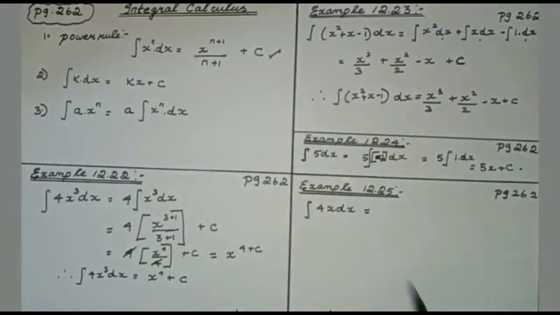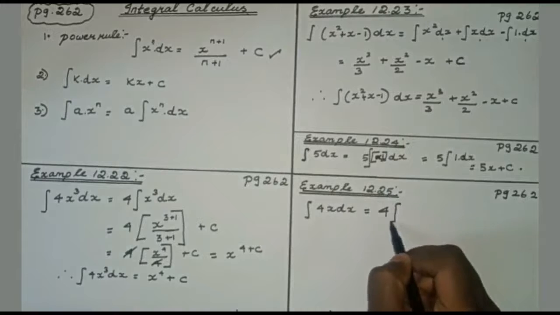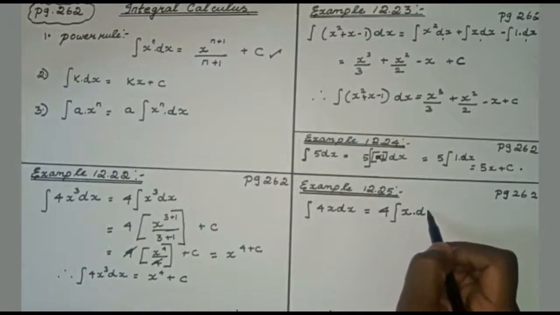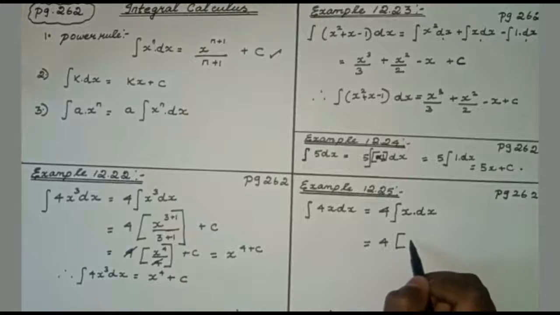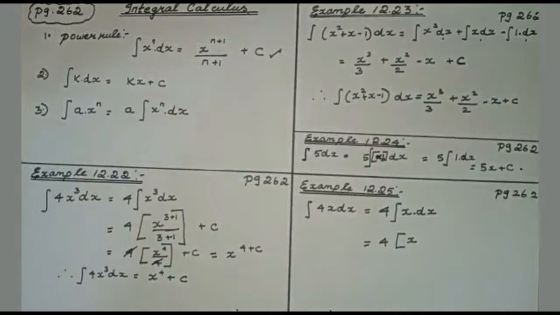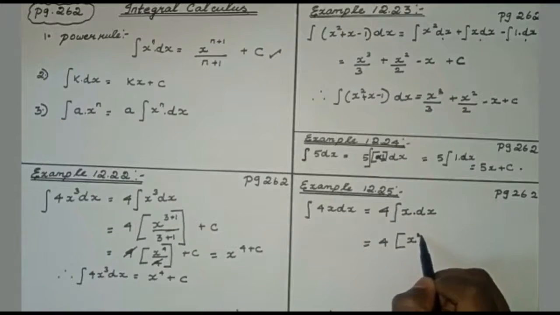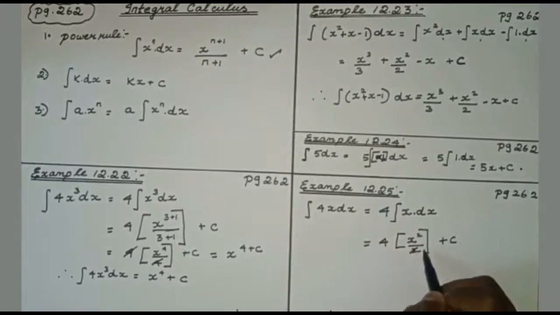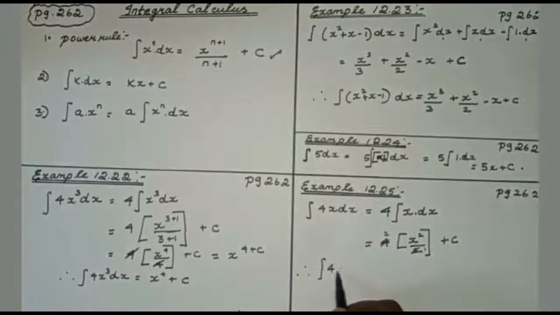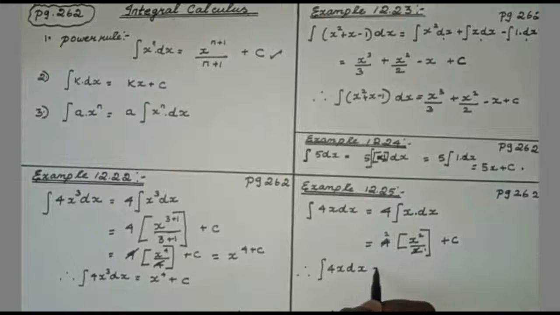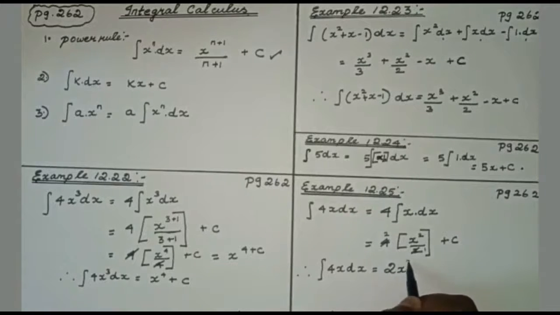And to the last example 12.25, which is the combination of the past three sums, the numerical value 4 will be taken out and we have to integrate x dx. It is very clear that 4 is being taken out and in the bracket we get x. Integrating the x value, it will change into x square divided by 2, and it is very important to put the sign plus c after that. Since 2 and 4 are multiples of 2, we can cancel them. So the final answer will be 2x square plus c. This is the final concluded value of example 12.25 given under page 262.